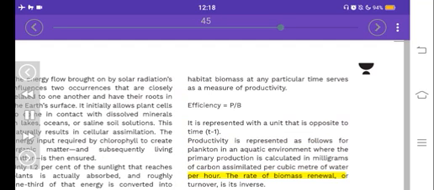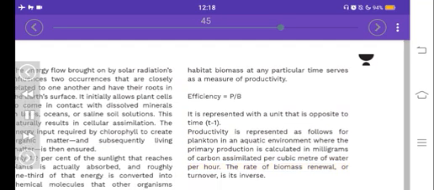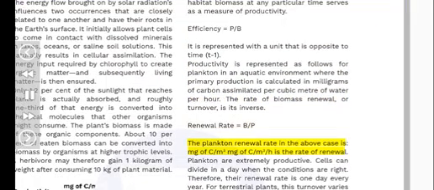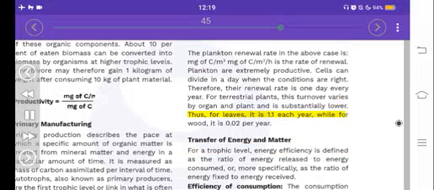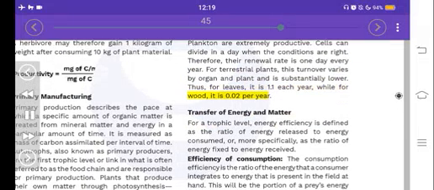The rate of biomass renewal, or turnover, is its inverse. Renewal rate equals B/P. The plankton renewal rate in the above case, mg of carbon per cubic meter per hour, is the rate of renewal. Plankton are extremely productive. Cells can divide in a day when the conditions are right. Therefore, their renewal rate is 1 day per year. For terrestrial plants, this turnover varies by organ and plant and is substantially lower. Thus, for leaves, it is 1.1 per year, while for wood, it is 0.02 per year.